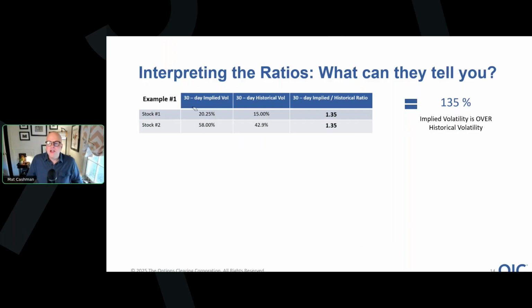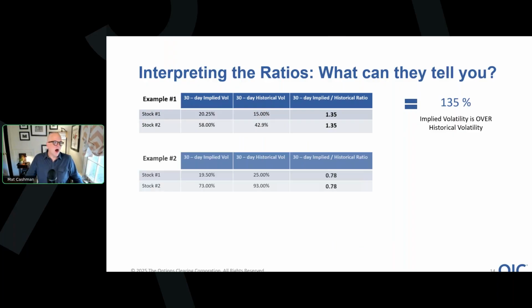Some people might look at this 20.25 and this 58 vol for stock 1 and stock 2 and say, oh, well, that's low and that's high. But the real situation here, when you compare it to how much those two stocks have been moving, is that they're priced exactly the same way relative to movement. And that's the difference in figuring out how this colors the way that you think about optionality and price.